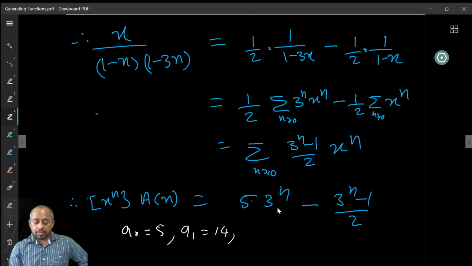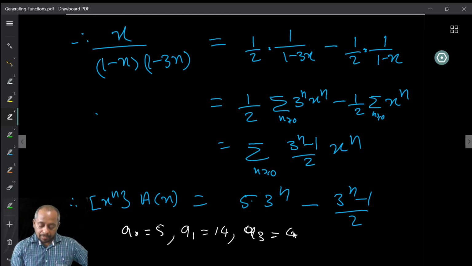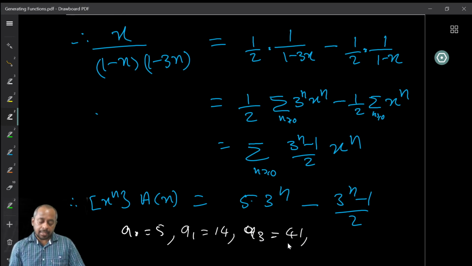A2, so A2 is 45 minus 8 by 2, 4, right, which is 41. So A3 is equal to 41, right? So our sequence is coming. So we can verify this, and then you can see that, okay, for any arbitrary n, you can get this.